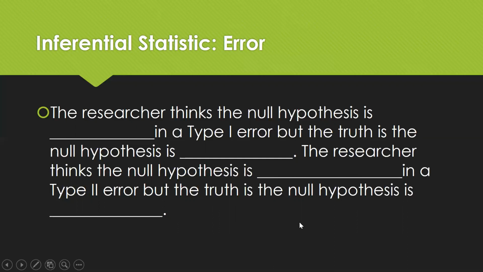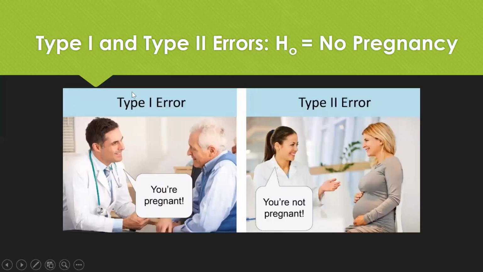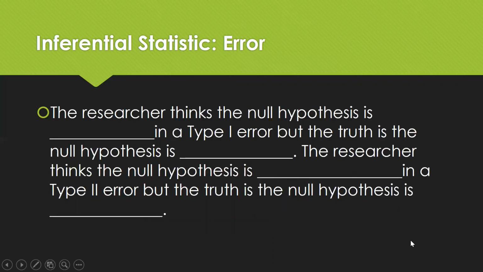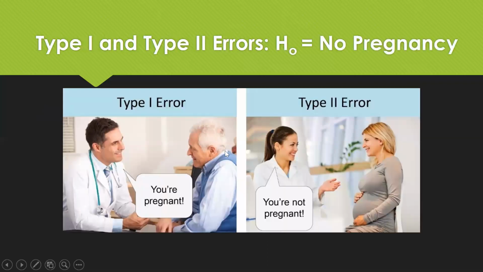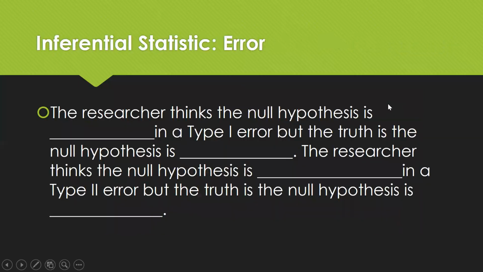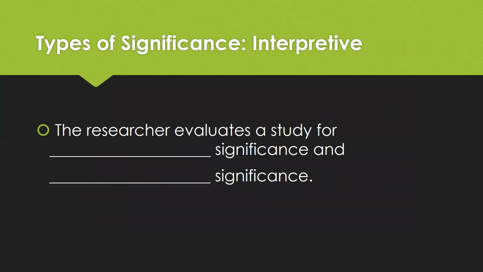So I hope that those pictures can help you as you think about what a type 1 and type 2 error is. I myself have a lot of difficulty remembering this, but that picture has helped me to sort through the type 1 and type 2 error. And I want to also let you know that a type 1 error is called an alpha error, and a type 2 error is called a beta error. I hope that helps you out.